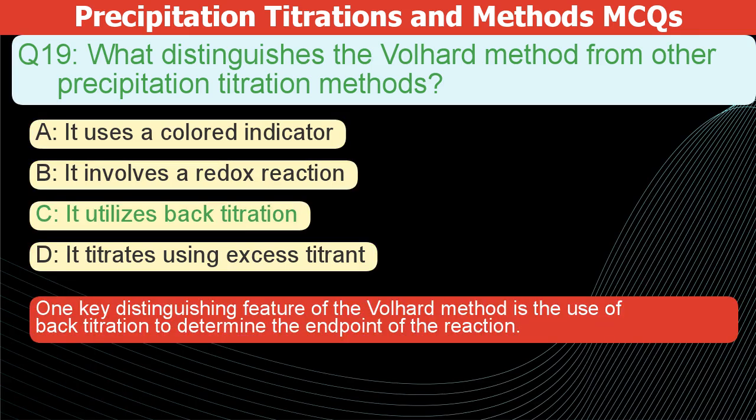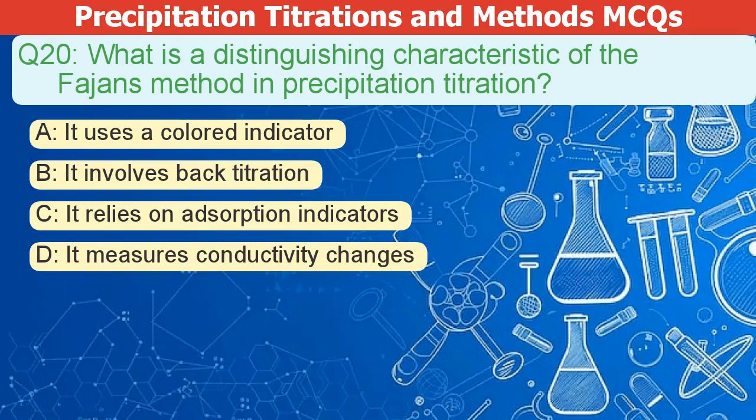The correct answer is C. One key distinguishing feature of the Volhard method is the use of back titration to determine the endpoint of the reaction.